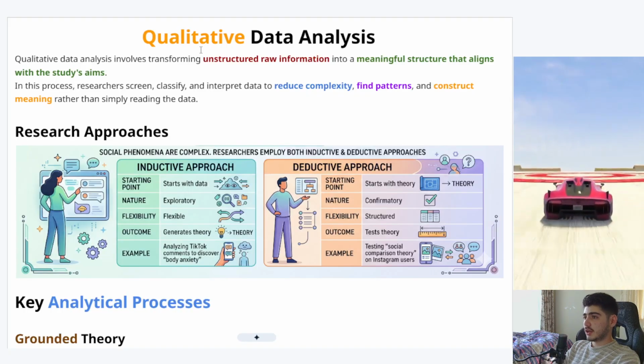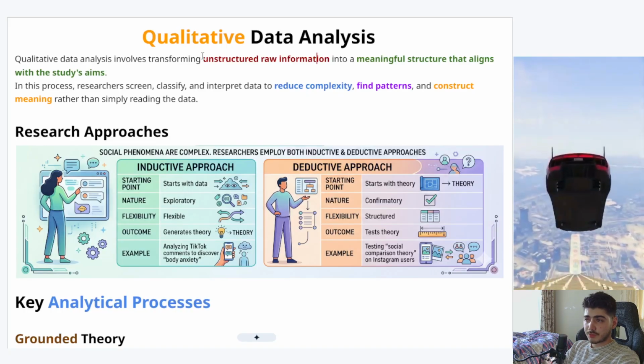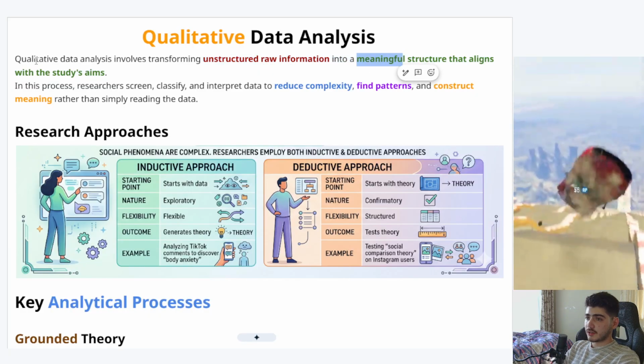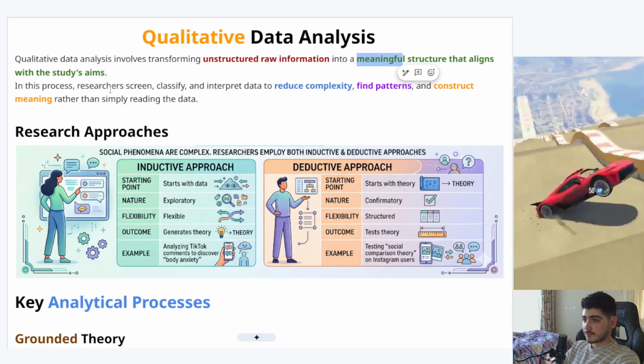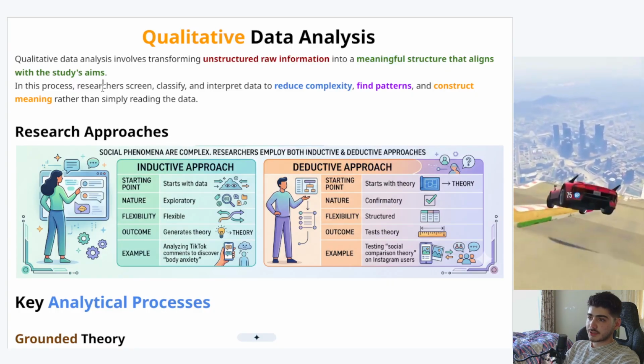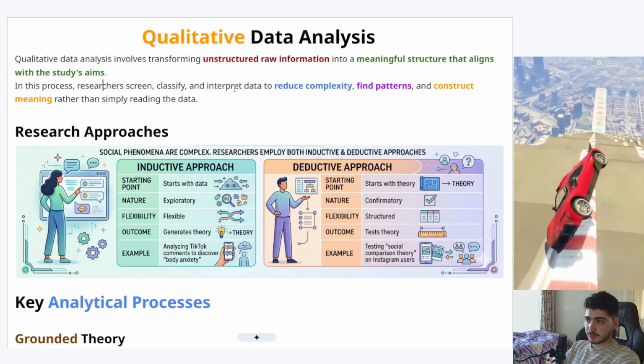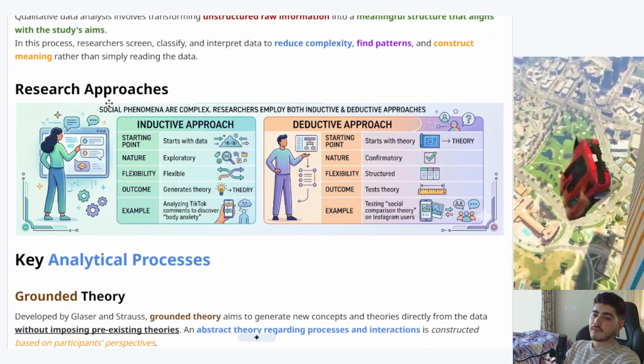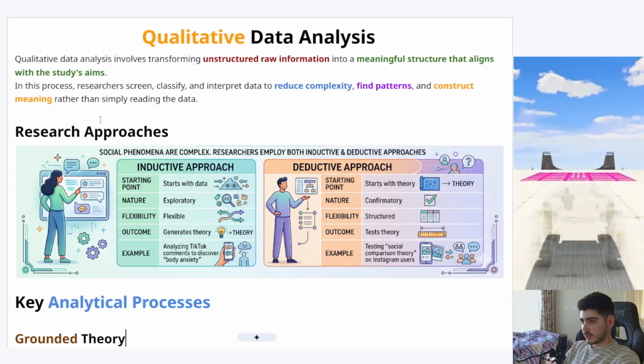So, our goal is to transform this unstructured information into a meaningful structure that aligns with the study's aims. So, in this process, the researchers screen, classify, interpret data to reduce complexity, find patterns, and construct meaning. So, if you have a brain, you can probably answer that.